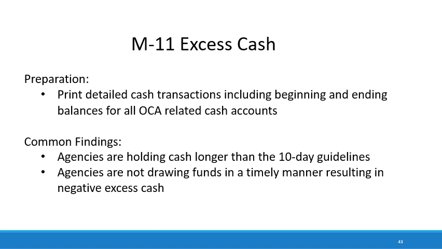The next test is going to be excess cash. Please print detailed cash transactions, including beginning and ending balances for all OCA-related cash accounts. For further clarification, what we need is a general ledger trial balance that lists the beginning balance, the transactions by date throughout the month, and an ending balance. What some of the things we find are that the agencies are holding cash longer than 10-day guidelines, or agencies are also not drawing funds in a timely manner, which results in negative excess cash.